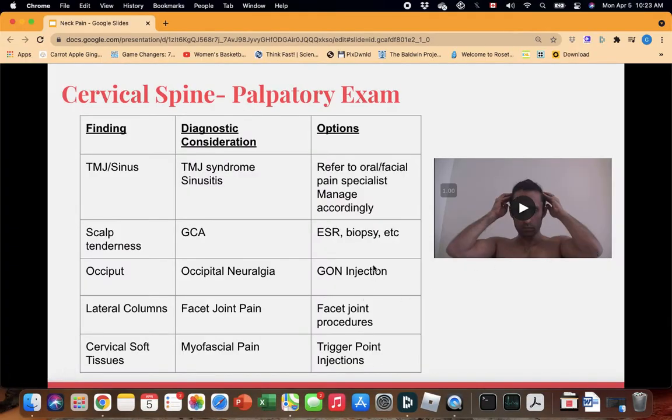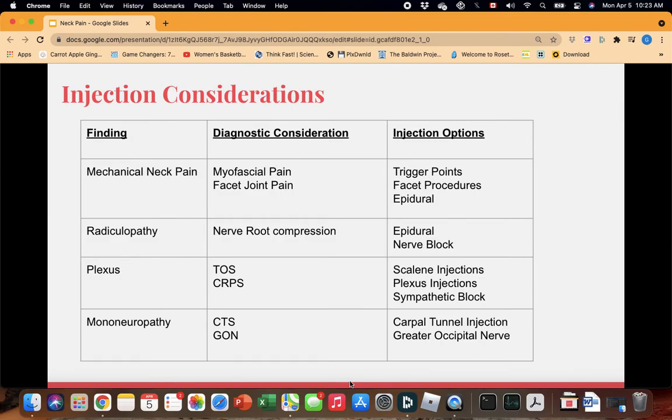And that will help guide whether or not I need to do any further workup or whether or not I potentially can lead to management such as injections. So just to summarize, if I think that someone has mechanical neck pain, there's some injection options: trigger points, facet procedures, epidurals. If I think that someone has a nerve root compression, I can certainly consider an epidural or a nerve root block. If after doing my examination, I believe that this could potentially be in the plexus, I can be a bit more specific about what's happening.